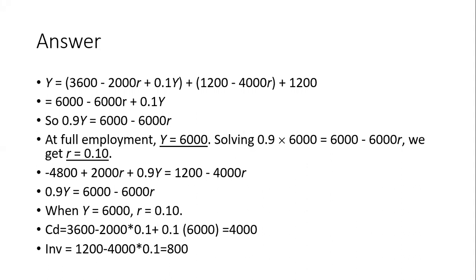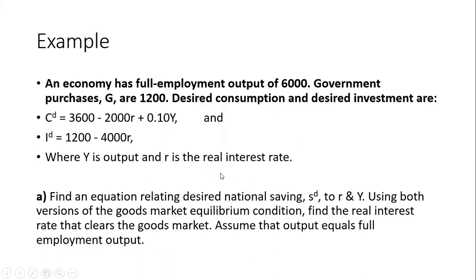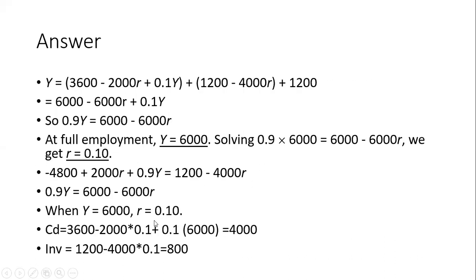Proceeding with the equation to find the Y, you will find the 4,800 with the rest of the equation that I have from C plus I. Then you will find that the R is 10%, and the consumption here, if I substitute with the 10% and the output is 6,000, gives me 4,000. The level of investment is the same, 4,000. So 800 plus 4,000, this is the consumption. Adding to it the government spending, then I'm working at equilibrium.